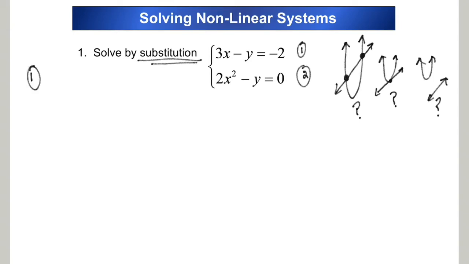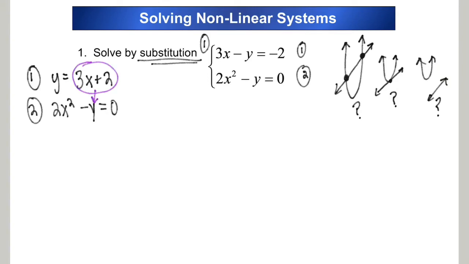So what we're going to do is we're going to take equation 1 and we're going to solve it for y. If I solve this for y, I get y equals 3x plus 2. Okay, I bring y over to the right-hand side, I bring 2 over to the left, I get y equals 3x plus 2. The second equation is 2x squared minus y equals 0. I'm going to take the expression for y and I'm going to substitute it into the second equation. So instead of 2x squared minus y, I've got 2x squared minus all of 3x plus 2.